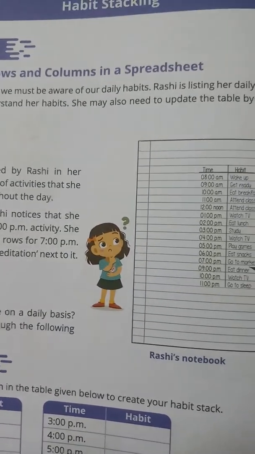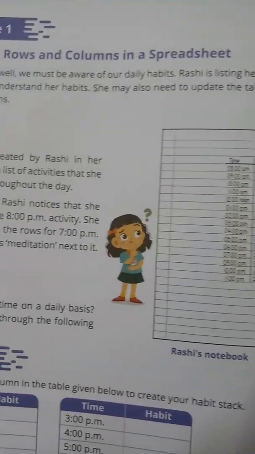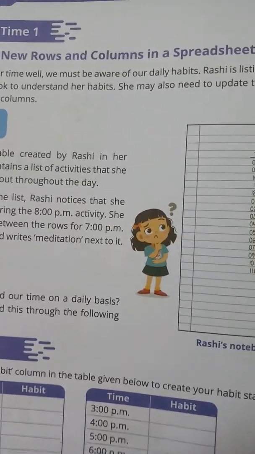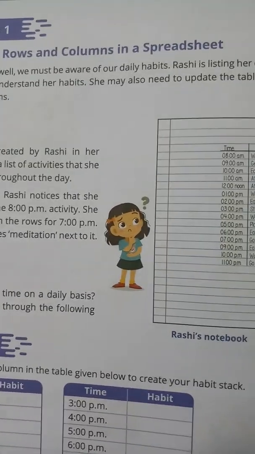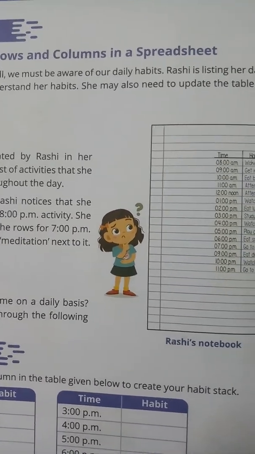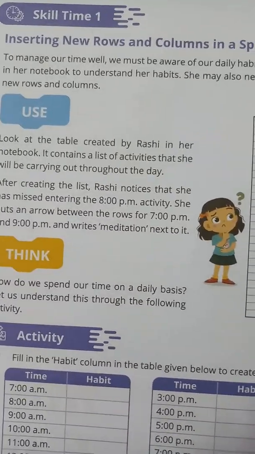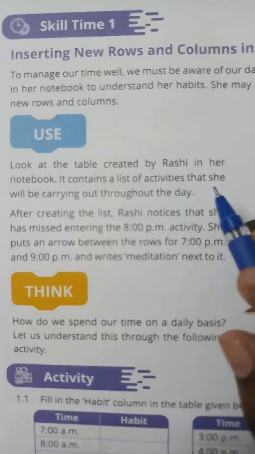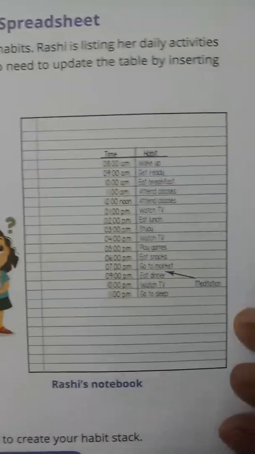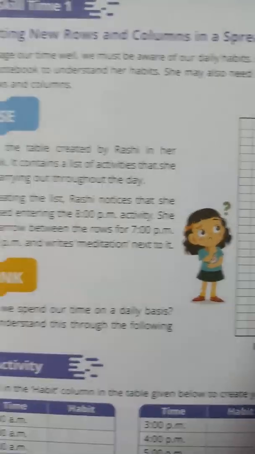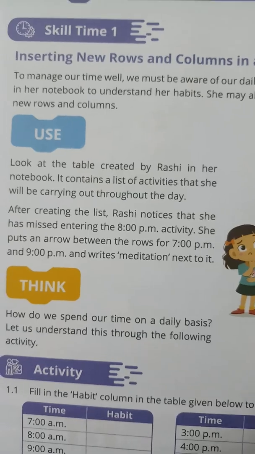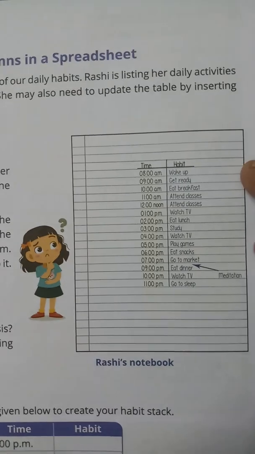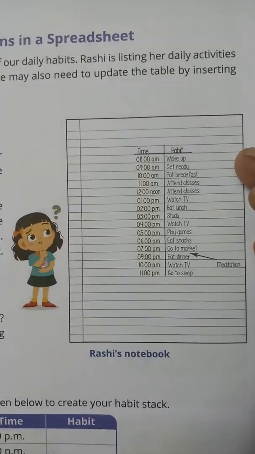She may also need to update the table by inserting new rows and columns. She may also need to update the habit. We will change our habit, so we need to update our table by inserting new rows and columns. Here the question is, look at the table created by Rashi in her notebook. It contains a list of activities that she will be carrying out through the day. These are her activities in her daily life.